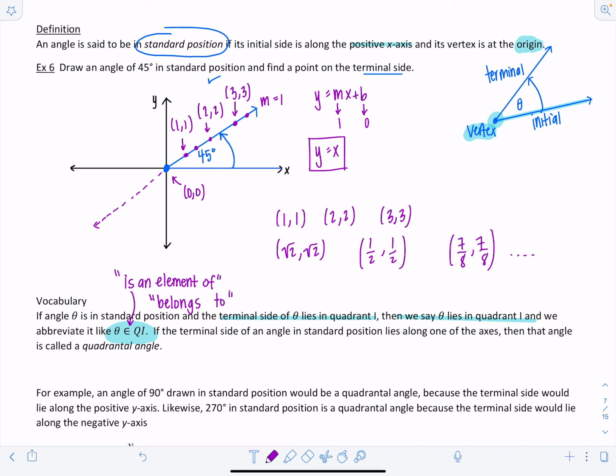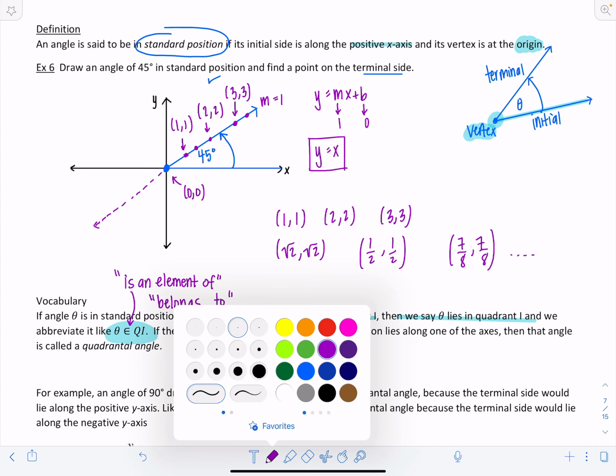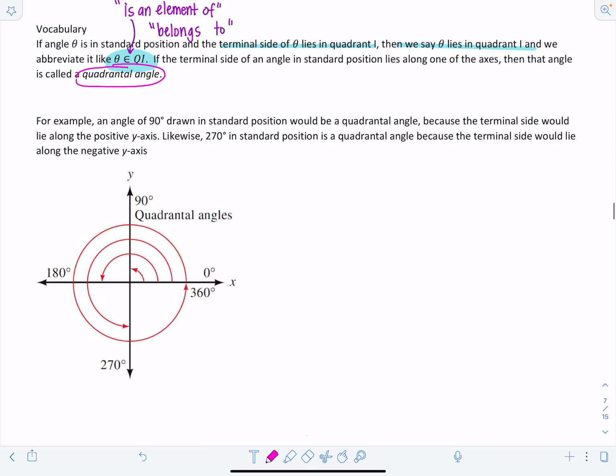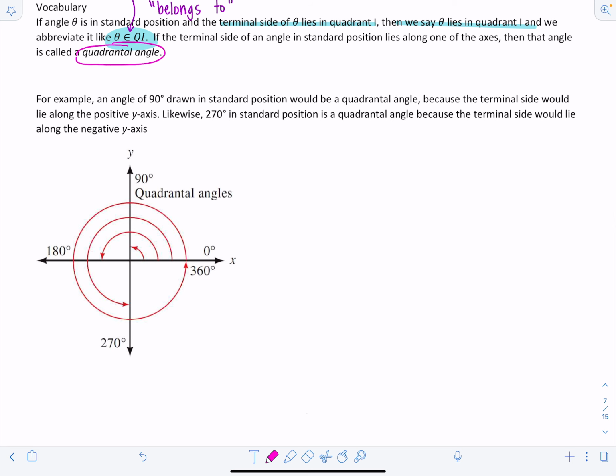Now, if the terminal side of an angle in standard position lies along one of the axes, meaning you have either a 90-degree angle, that would go here, a 180-degree angle, 270, something like that, then it's called a quadrantal angle. Quadrantal. So for example, an angle of 90 degrees drawn in standard position would be a quadrantal angle because the terminal side would lie along the positive y-axis.